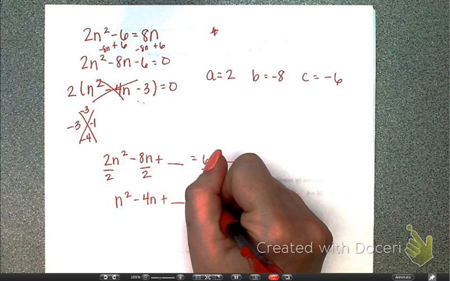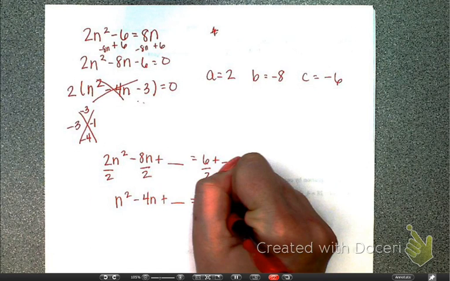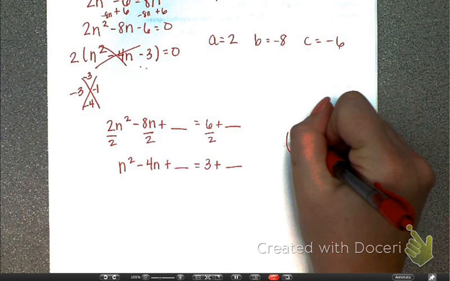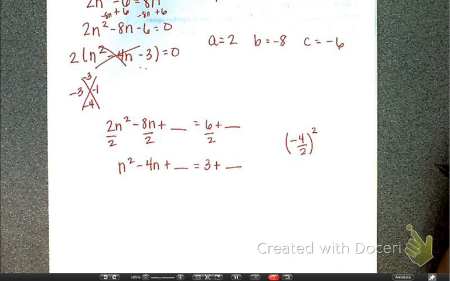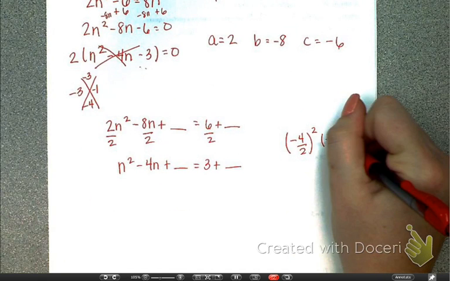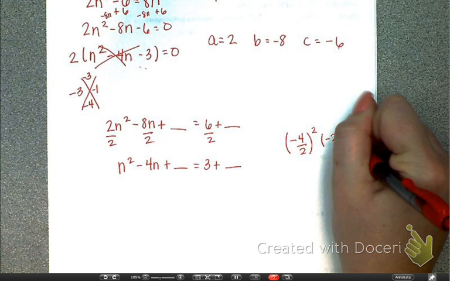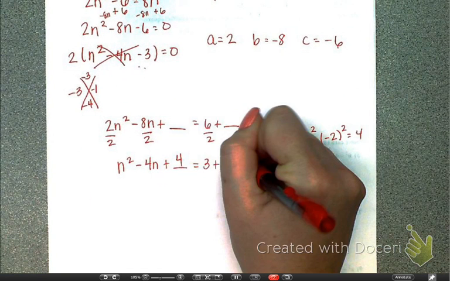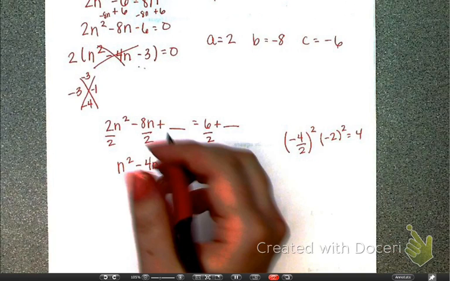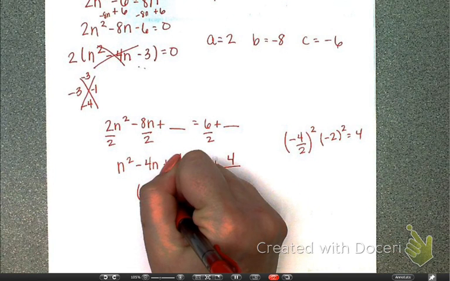So what goes in that blank? Negative 4 divided by 2, squared. Negative 2. Negative 2 squared is 4. Yep. Now factor it, which is n minus 2 squared equals 7.